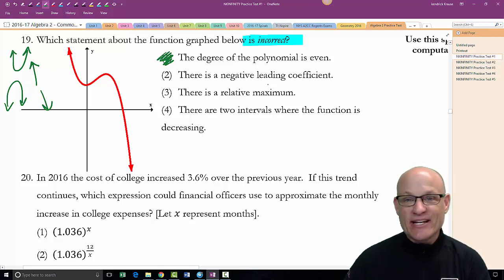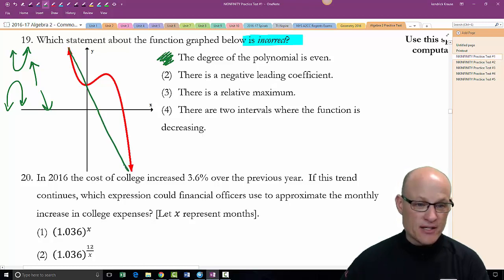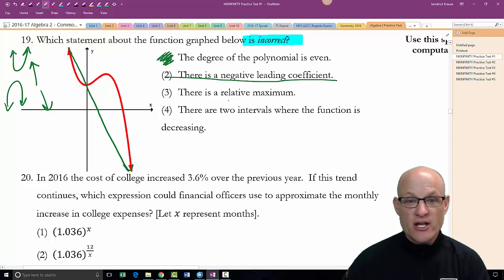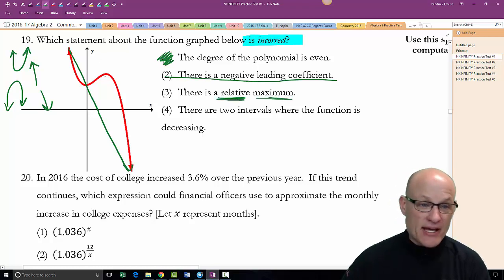There is a negative leading coefficient. Well, notice if I just drew this straight line in here, that would have a negative slope. Yes, it has a negative leading coefficient. There is a relative maximum. Yeah, there's a relative maximum right there. There's also a relative minimum right there.